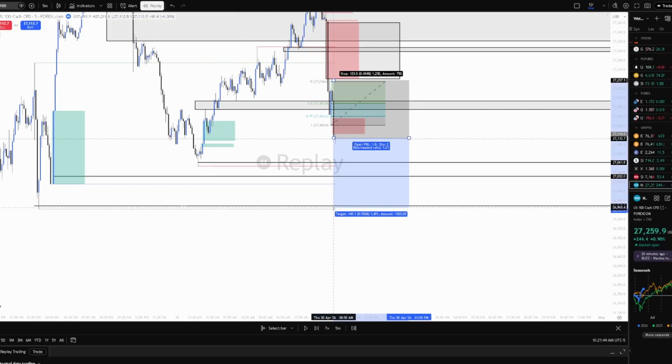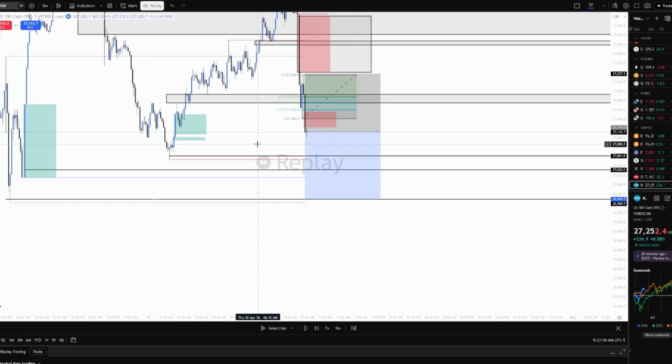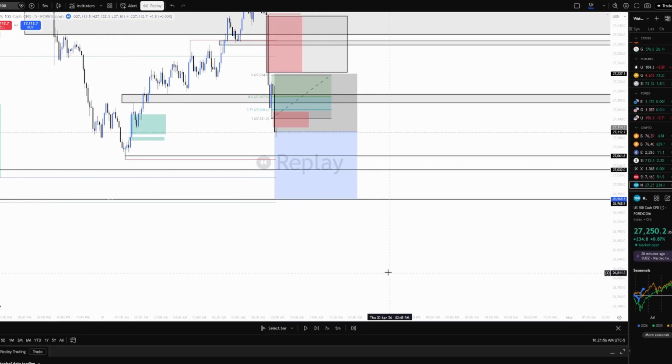But I like to make sure I don't get faked out or anything. And that's the whole point of getting my liquidity levels a little bit closer. And actually, this is going to be a good example on why.